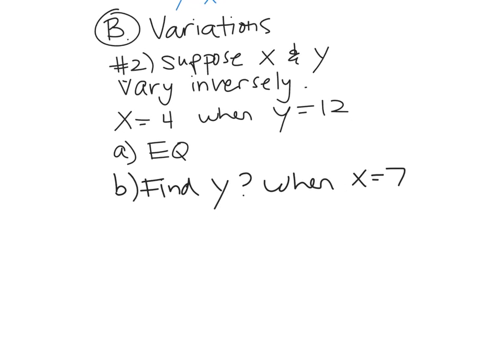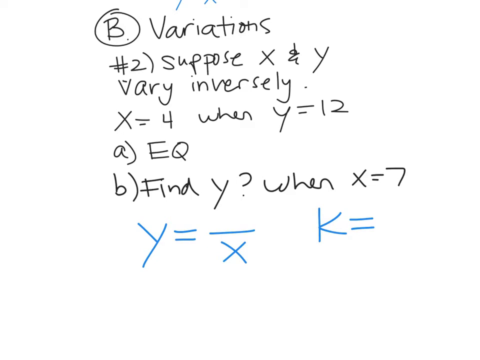Substitution. Okay, suppose x and y vary inversely. Now, if x and y vary inversely, then we're going to have y equals something over x. That's what inverse is. Y equals k over x. But what is k? Well, in inverse variation, k is the product. Do you remember that from yesterday?